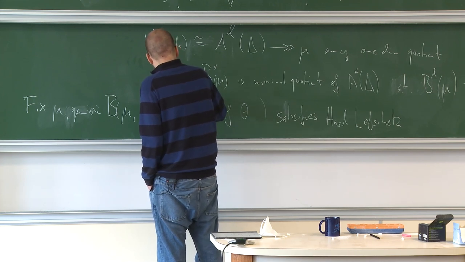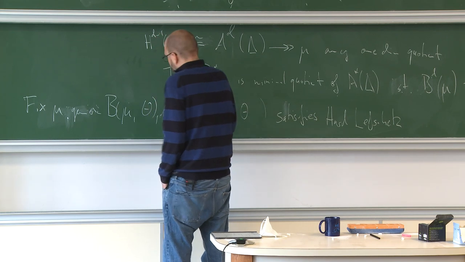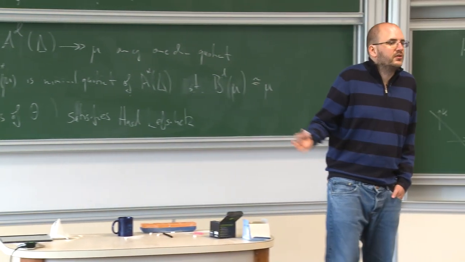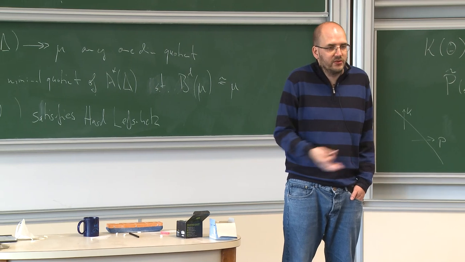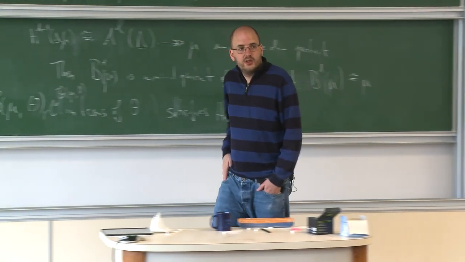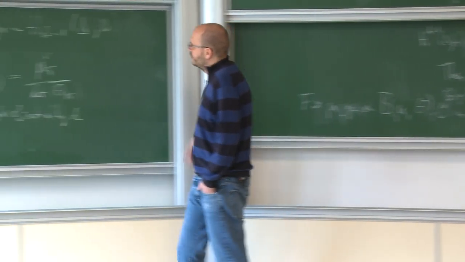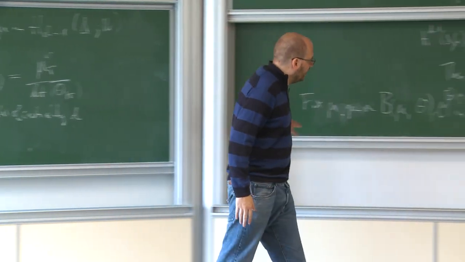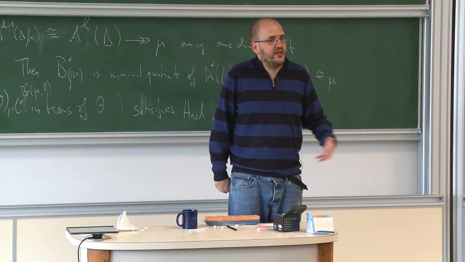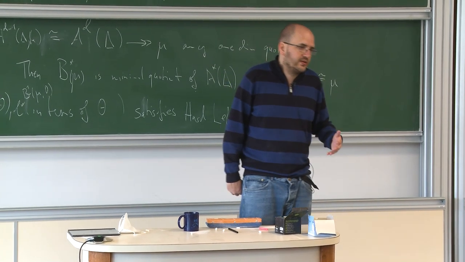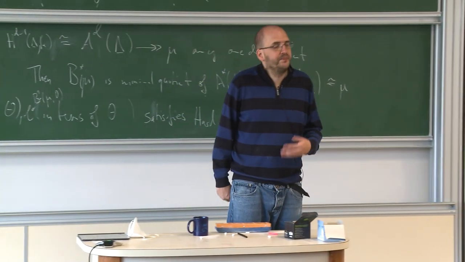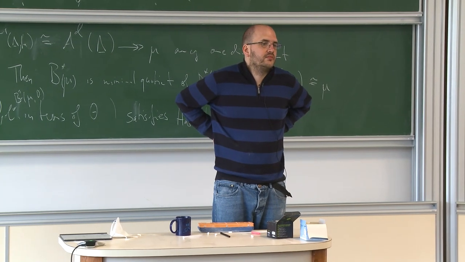Fix mu, and then what is theta? You have choices for theta. You fix a simplicial homology cycle mu, and now you have many algebras coming from modding out different systems theta. Then you take theta generic enough, and this will satisfy the Hard Lefschetz property with respect to a generic element L in B1. So the pair theta, L is generic.